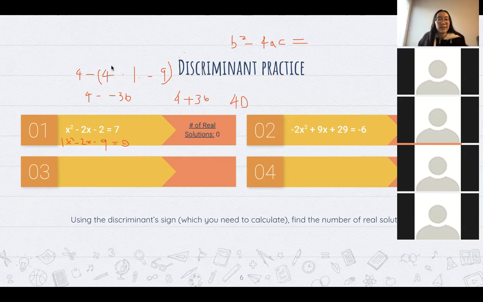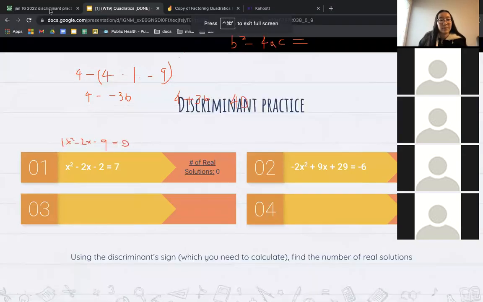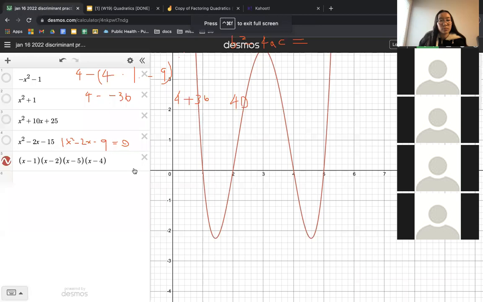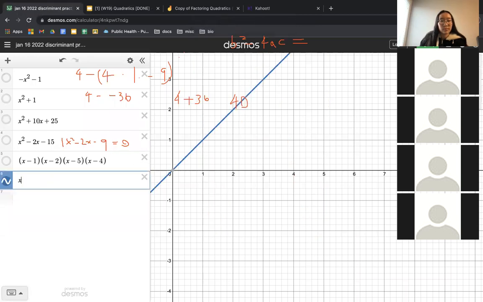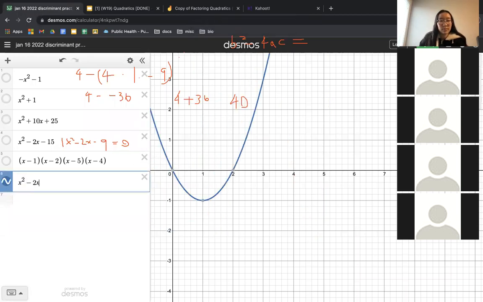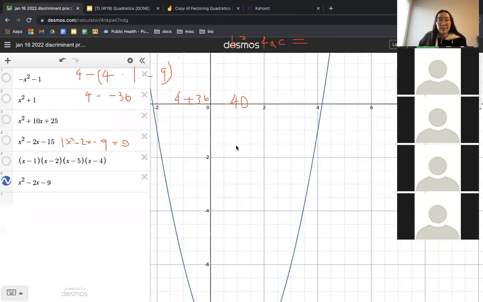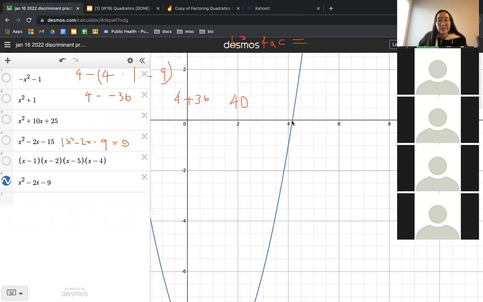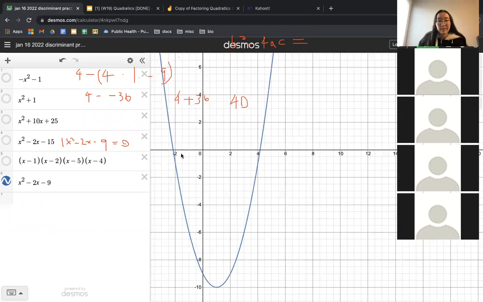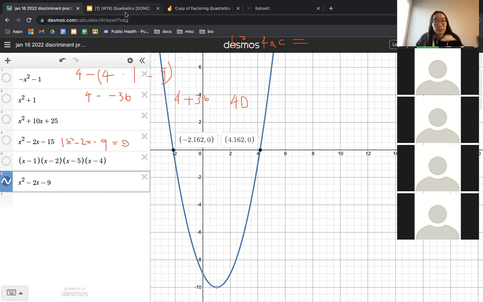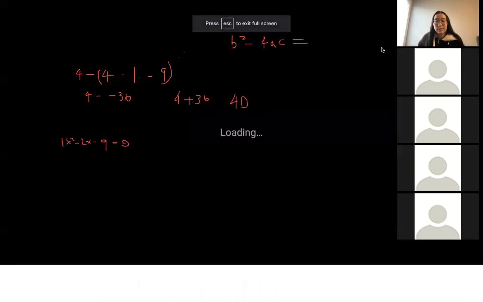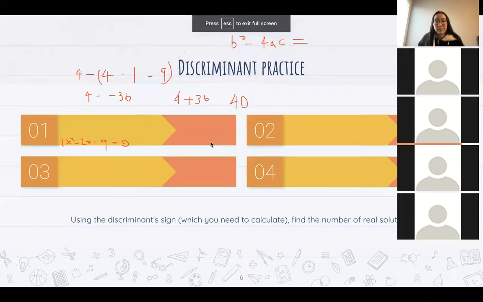I think the answer on the slide... Let's see. We'll take a look at it in Desmos. So x squared minus 2x minus 9. Yeah, so this one looks like it actually has 2 real roots. You can see that it crosses the x-axis at those 2 points. So I think the answer on the slide is wrong. Sorry about that. So this one should be 2 real solutions.